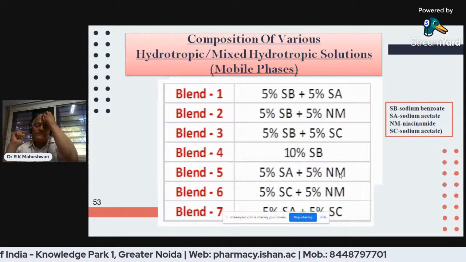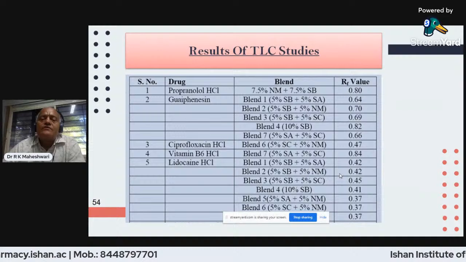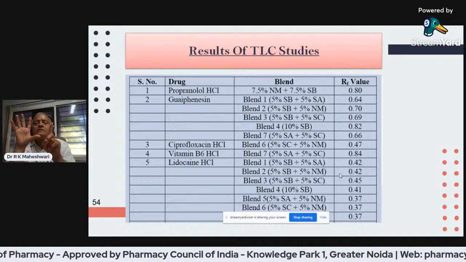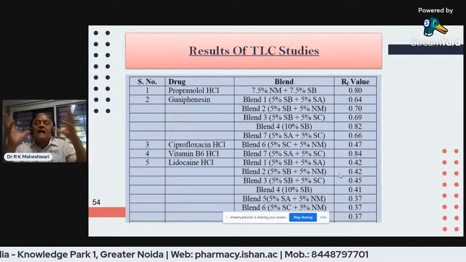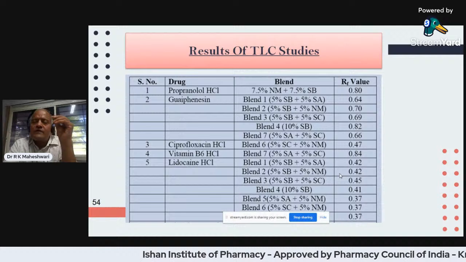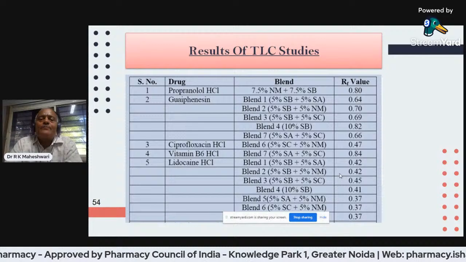So these were 7 blends. Now the 8th blend was, as you are seeing on the top here, 7.5% niacinamide and 7.5% sodium benzoate, total 15% solution. So all 8 blends were employed for each drug. 9 drugs multiplied by 8 blends, so 72 times TLC was performed. After development of the plates, they were kept for drying at high temperature, about 100 degrees centigrade, to remove water. Then the spot was identified with the help of an iodine chamber, and the Rf values were calculated.